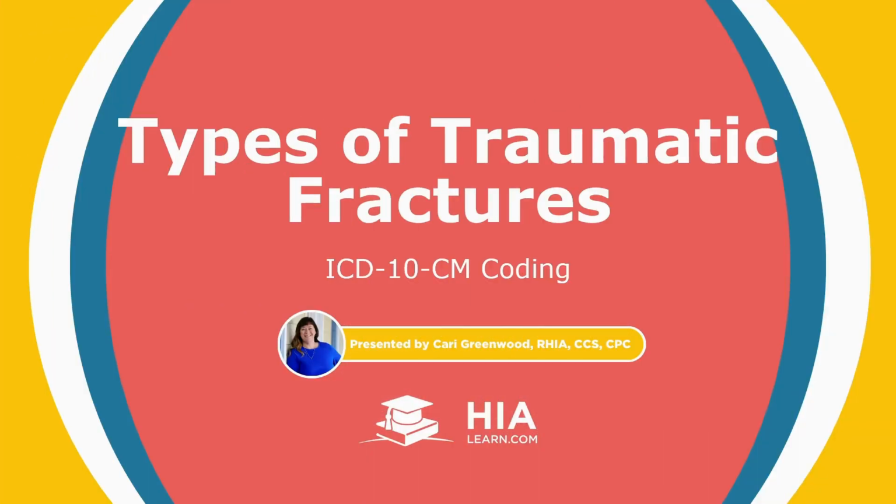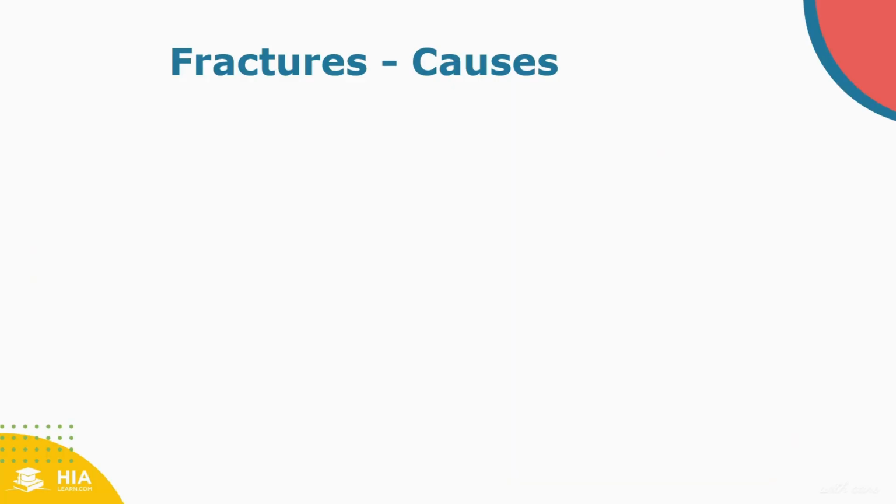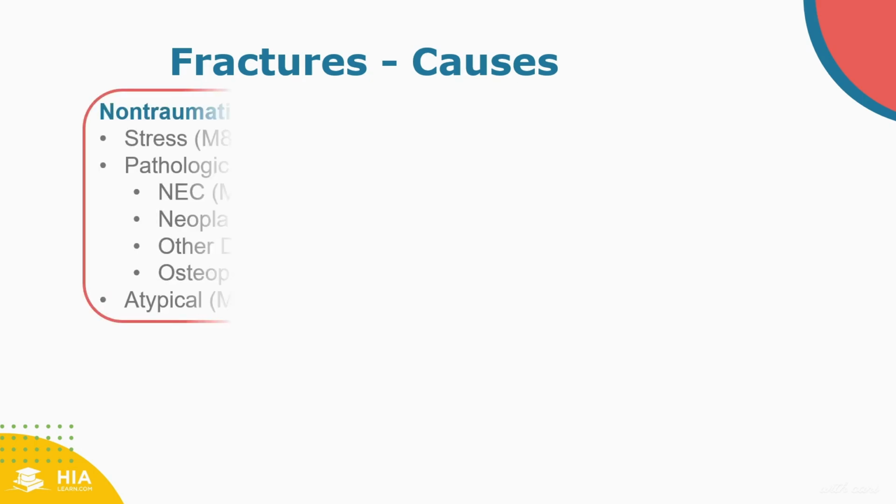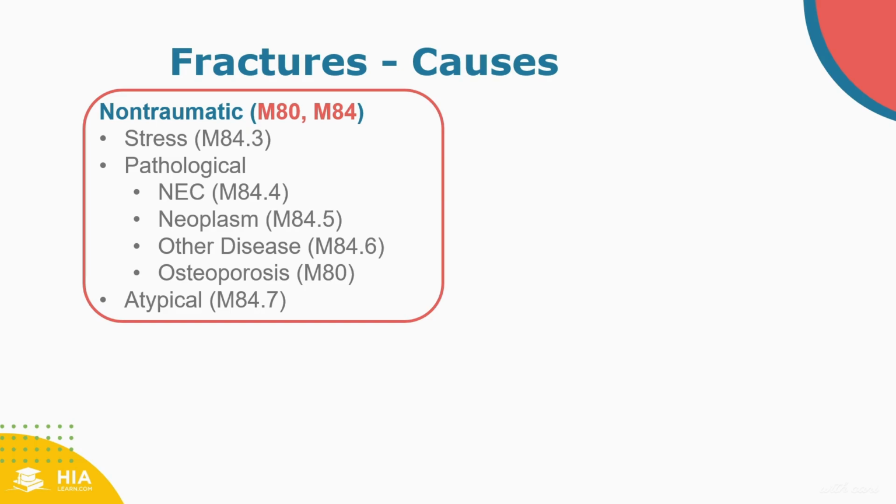2 types of traumatic fractures for ICD-10-CM coding. ICD-10-CM groups fractures into 2 general categories of cause, non-traumatic and traumatic. Non-traumatic fractures are reported from Chapter 13, Diseases of the Musculoskeletal System and Connective Tissue, and include those due to stress, diseases such as malignancy or osteoporosis, and atypical.